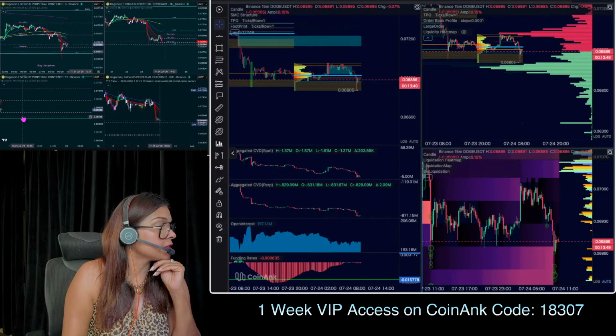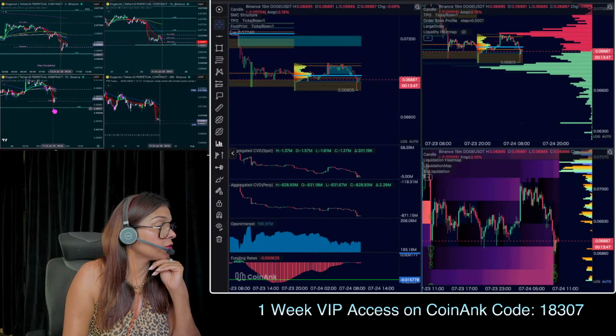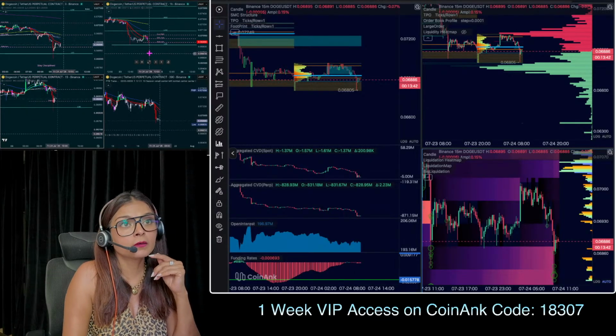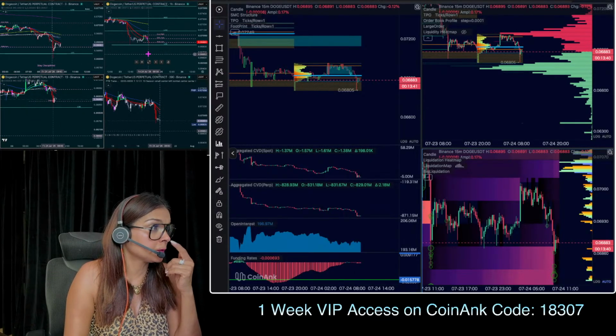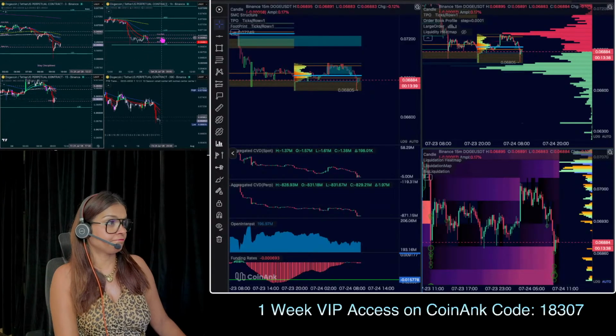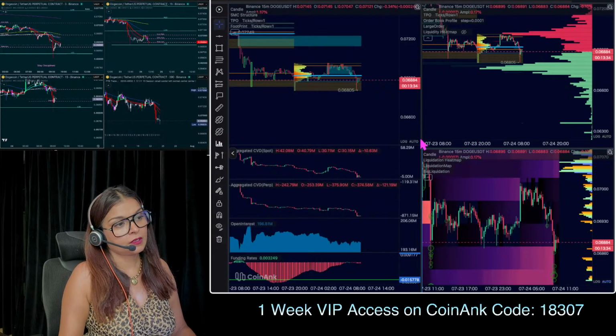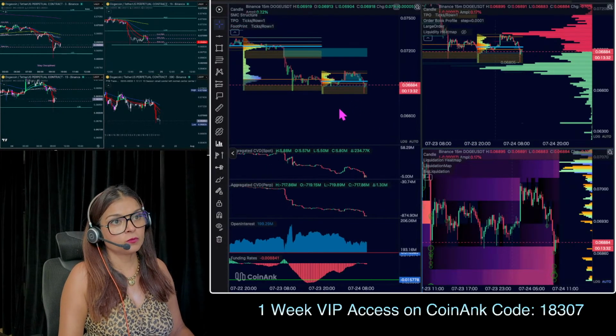Yeah, so as you can see here, same play. We have a stopping volume candle on the 15-minute, same on the 3. On the 1 hour, we have 15 minutes left. All right, so yeah. I really thought it was ready, but it wasn't.